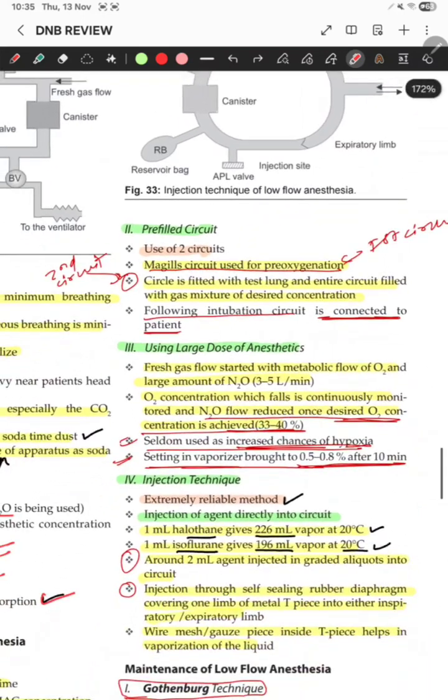The second technique of low flow anesthesia is the pre-filled circuit. In the pre-filled circuit we use two circuits. The first circuit is a Magill circuit used for pre-oxygenation, and the second circuit is fitted with a test lung and the entire circuit is filled with a gas mixture of desired concentration. Following intubation, the circuit is connected to the patient.